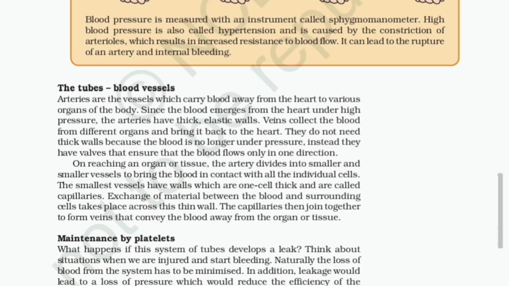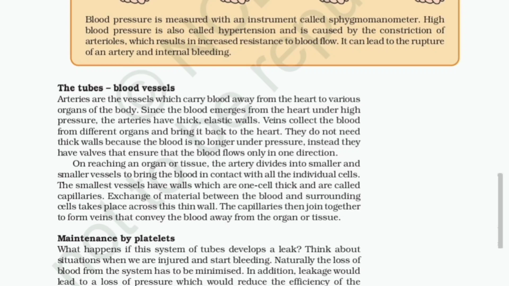The tubes, blood vessels. Arteries are the vessels which carry blood away from the heart to various organs of the body. Since the blood emerges from the heart under high pressure, the arteries have thick, elastic walls. Veins collect the blood from different organs and bring it back to the heart. They do not need thick walls because the blood is no longer under pressure. Instead, they have valves that ensure that the blood flows only in one direction.